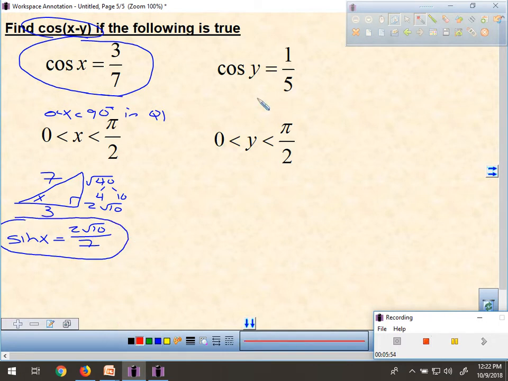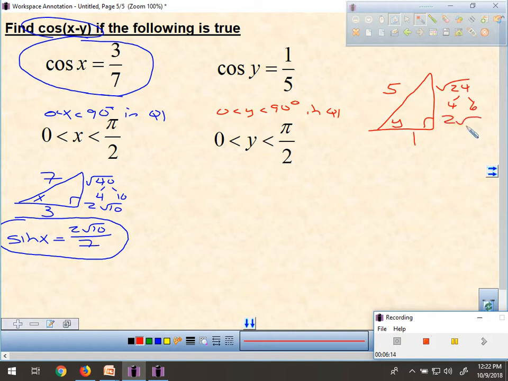Now, over here, it tells me that cosine of y is 1/5. Well, again, y is between 0 and pi over 2, which means y is between 0 and 90 degrees, which means you're in quadrant 1. So let me just draw a triangle to represent this y situation. Cosine is adjacent over hypotenuse. And again, if you do Pythagorean theorem, you get square root of 24, which does simplify, 4 times 6, so you get 2 radical 6.